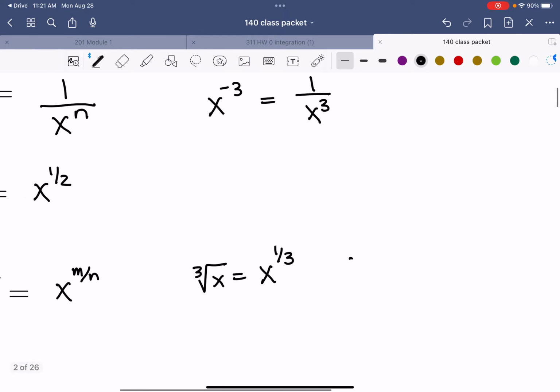If you have a 4th root of x cubed, the power on the x goes in the numerator, so the 3 is up top, and the root is at the bottom, so this is 4th.